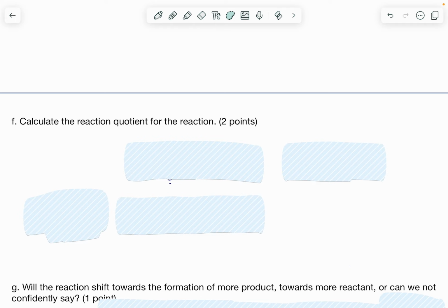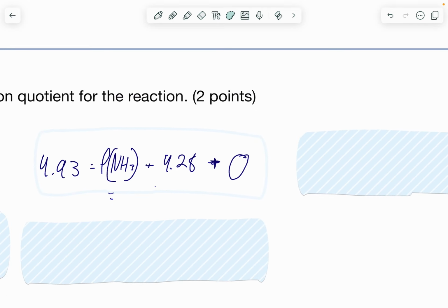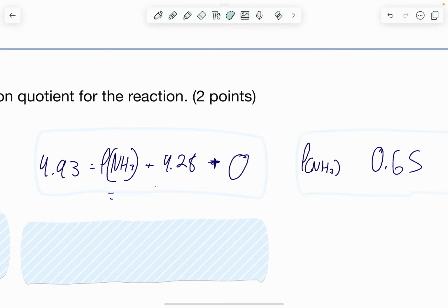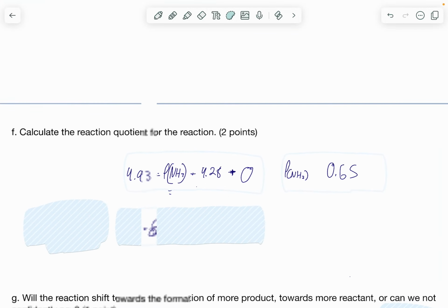So the first thing we need to do is find the partial pressure of ammonia, because we did not calculate that. According to Dalton's law of partial pressures, the total pressure of the system is equal to the sum of all the partial pressures. Since we know that the total pressure is 4.93, and the partial pressures of the other gases are 4.28 and 0, we can just do 4.93 minus 4.28, and we find that the partial pressure of NH3 is 0.65.